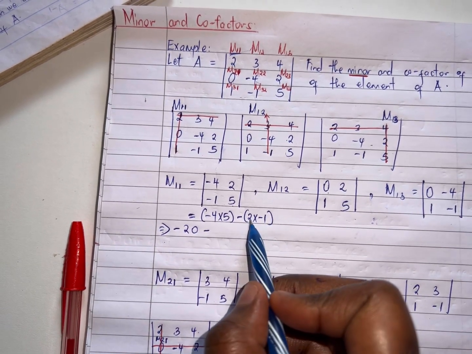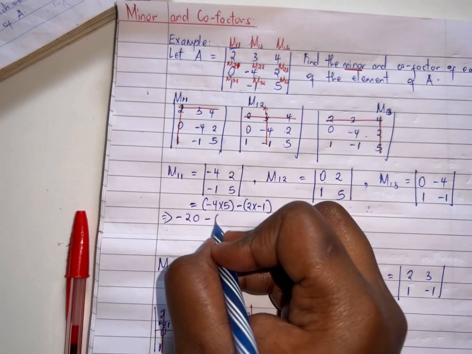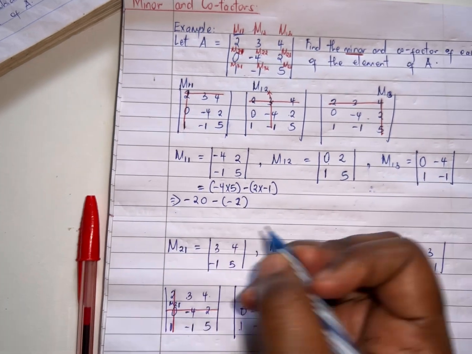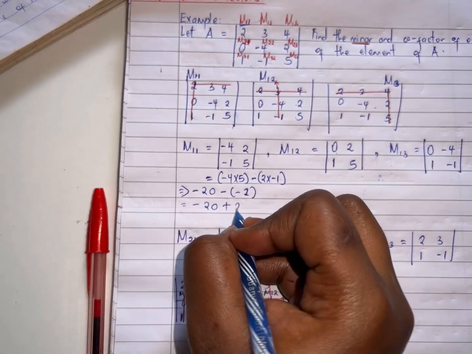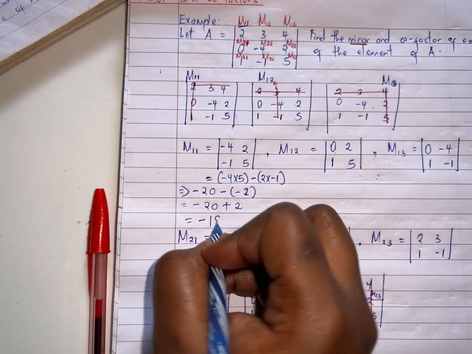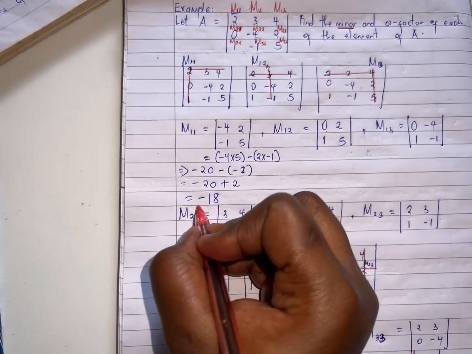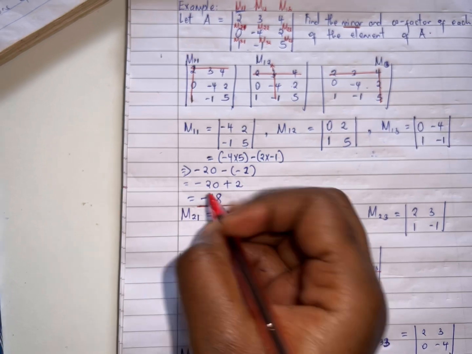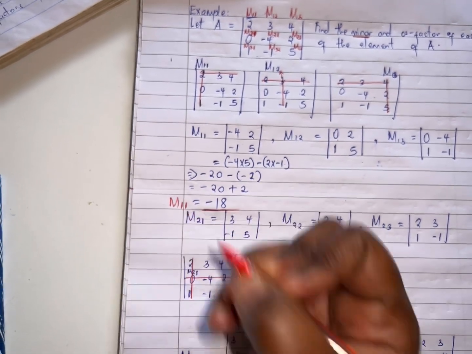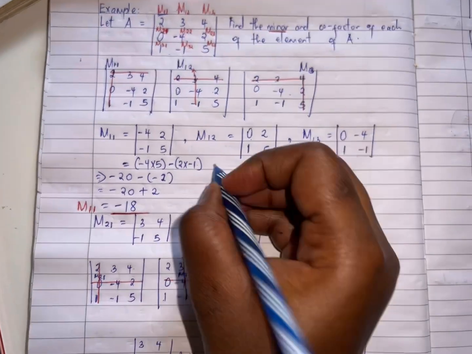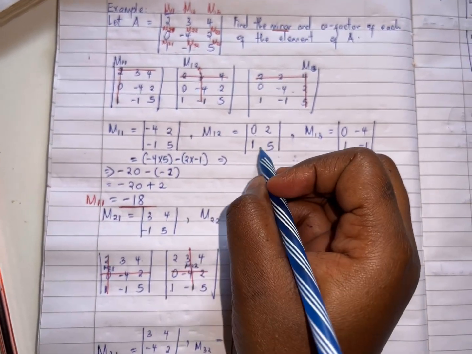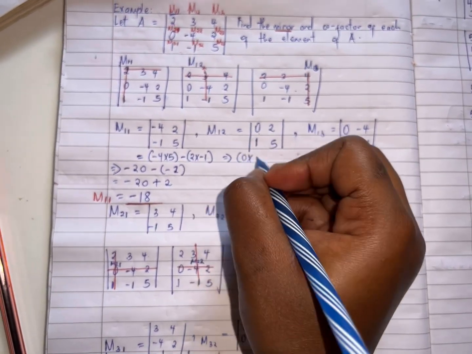Negative 20. Negative times the negatives are positive. But let me first write negative 20, negative 2. So that's negative 20 plus 2. So we're having negative 18 as our answer. So you need to indicate that. I'm really having a sore throat, so I'm sorry if I'm a bit rough today.